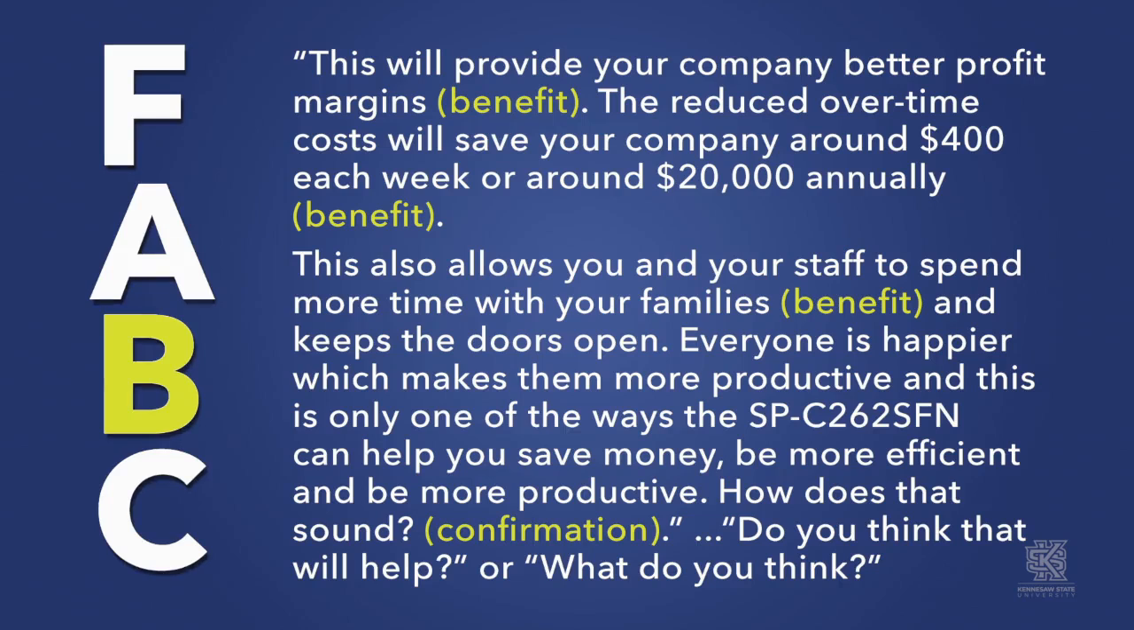The reduced overtime costs will save your company around $400 each week or around $20,000 annually. This also allows you and your staff to spend more time with your families and keeps the doors open to the business. Everyone is happier, which makes them more productive, and this is only one of the ways that the SPC26-2SFN can help you save money. It can help you be more efficient and be more productive. How does that sound? Now, Blake could state, "Do you think that will help?" or "What do you think?"